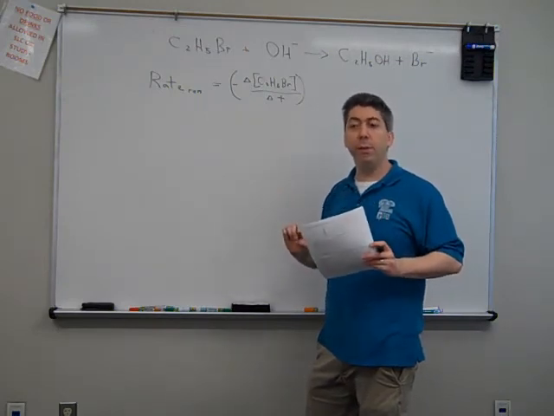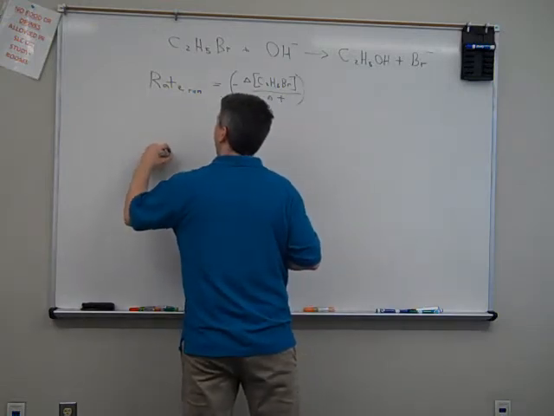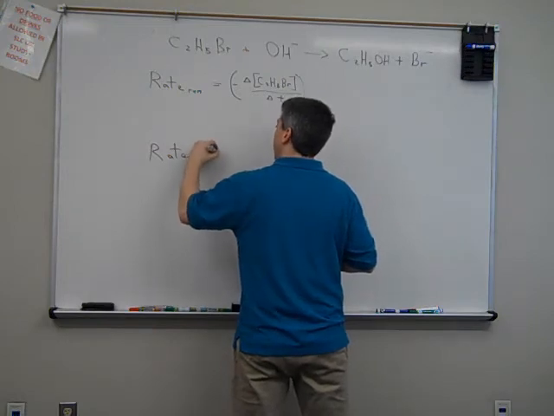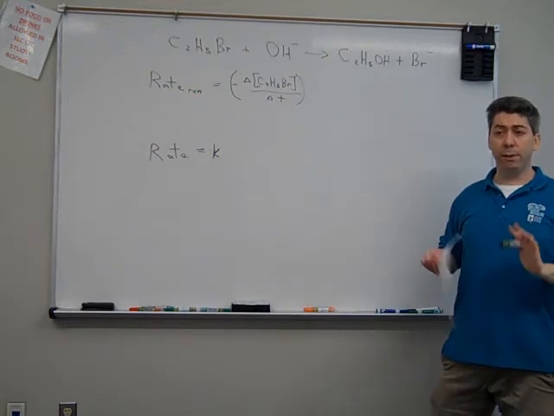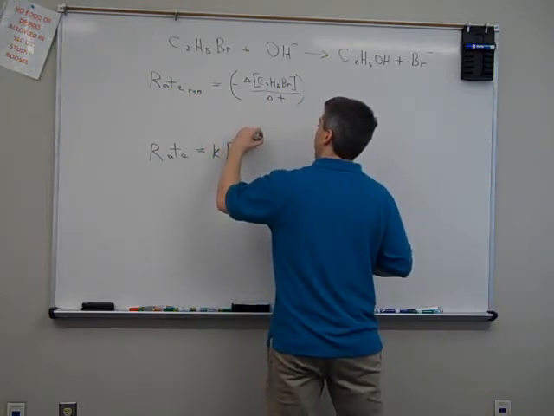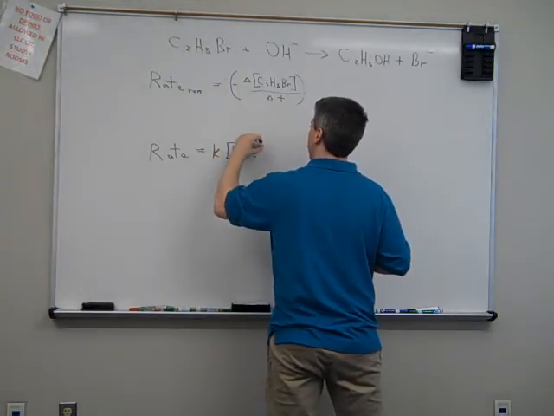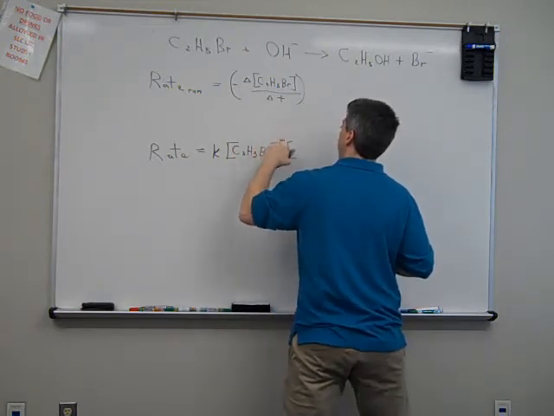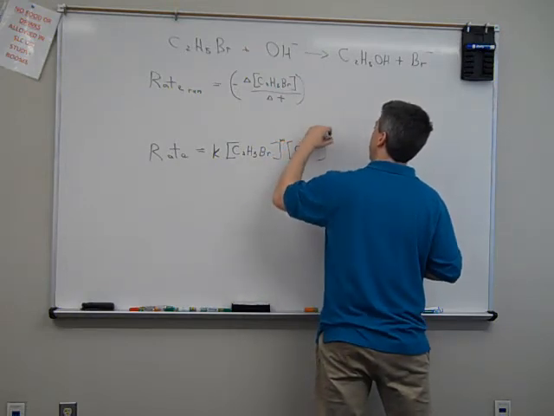There's another thing that we use in expressing rates called the rate law. And the rate law is rate is equal to some rate constant K. We don't know what it is, but some rate constant K times the concentration of one reactant, C2H5Br, to some power which we don't know, to the m power, times the concentration of the other reactant, OH minus, to the n power.